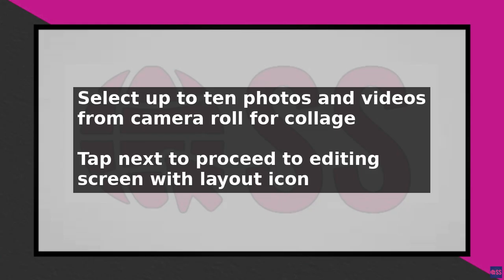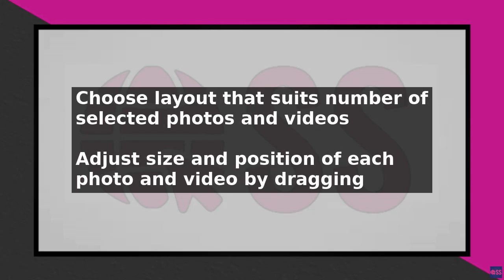After selecting your layout, you can adjust the size and position of each photo and video by dragging and dropping them. You can also add filters and edit each photo and video individually by tapping on them. When you are happy with your collage, tap Next to proceed to the caption screen.